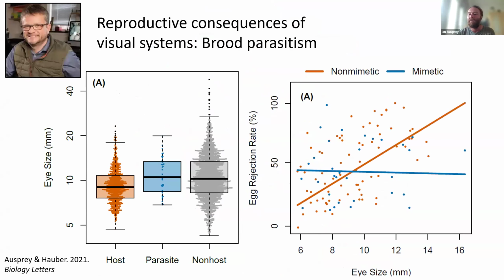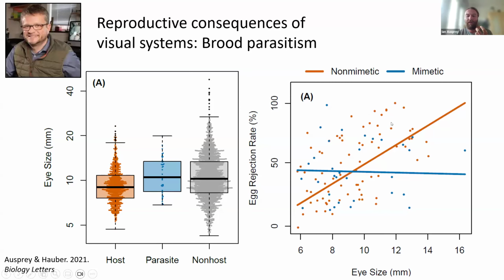And then finally, I had this nice opportunity to work with Mark Hauber in a collaboration. We looked at the reproductive consequences of visual systems, in particular brood parasitism, which is this phenomenon where a brood parasite is a species that doesn't make its own nest. Instead, it lays its eggs in the host species' nest so that the host raises its young. We found that hosts tend to have smaller eyes on average compared to their parasites. And this is especially the case for species that have non-mimetic eggs. These are eggs that look different from their host species.